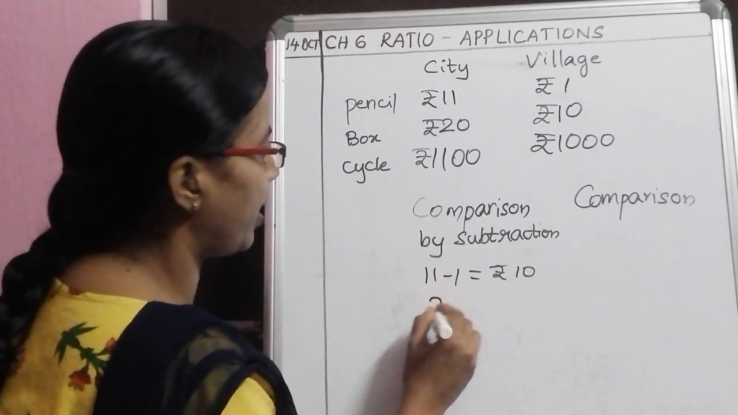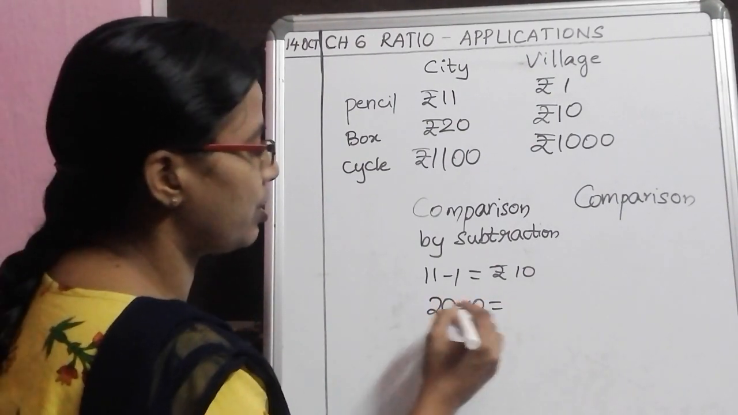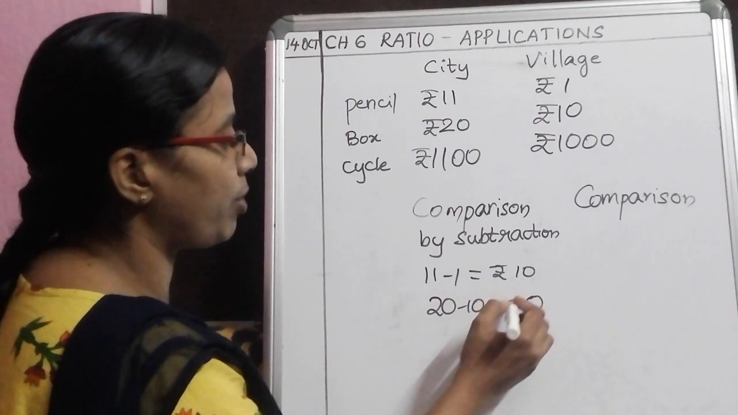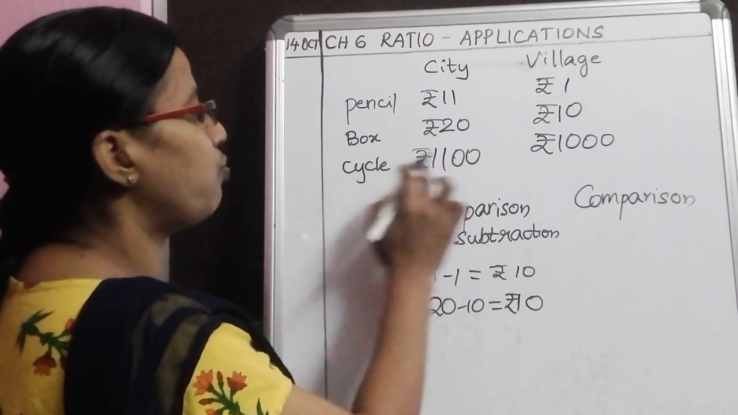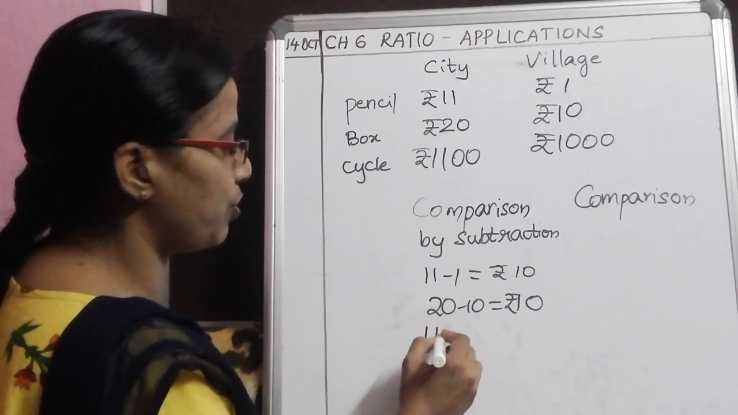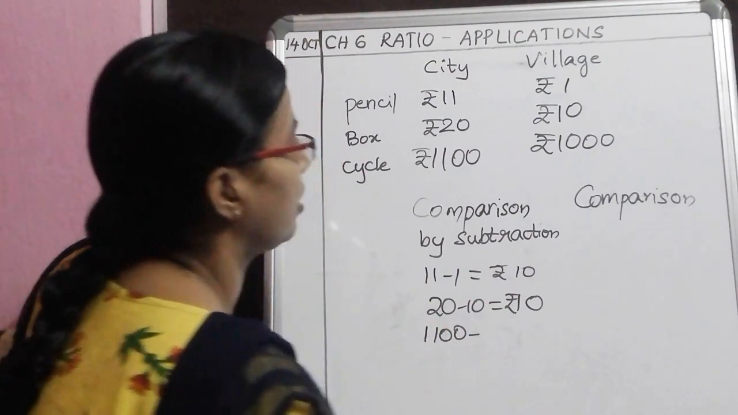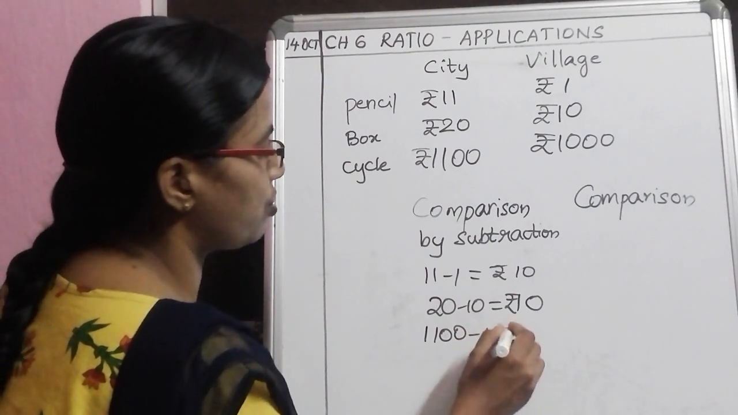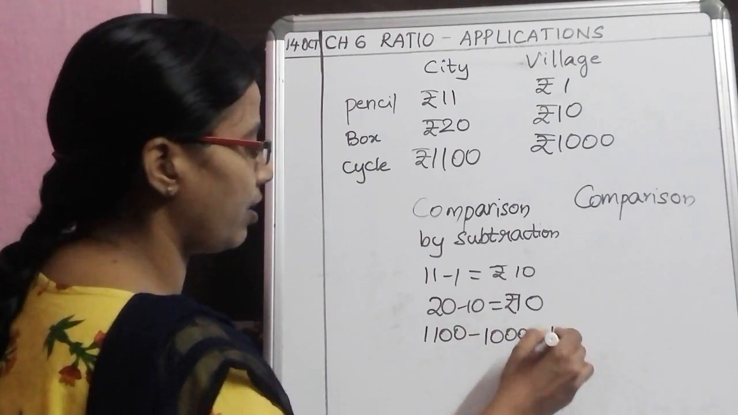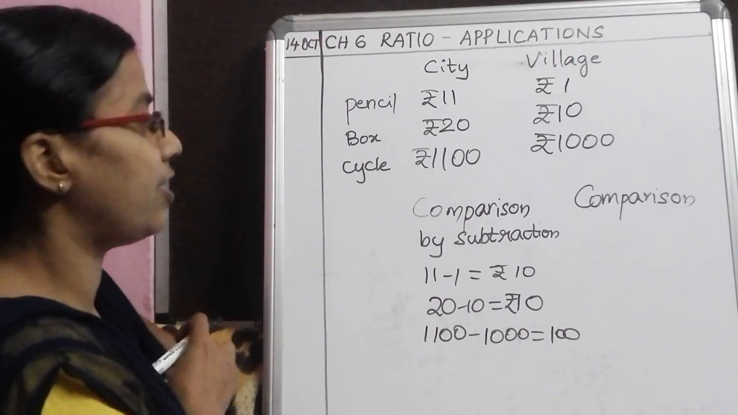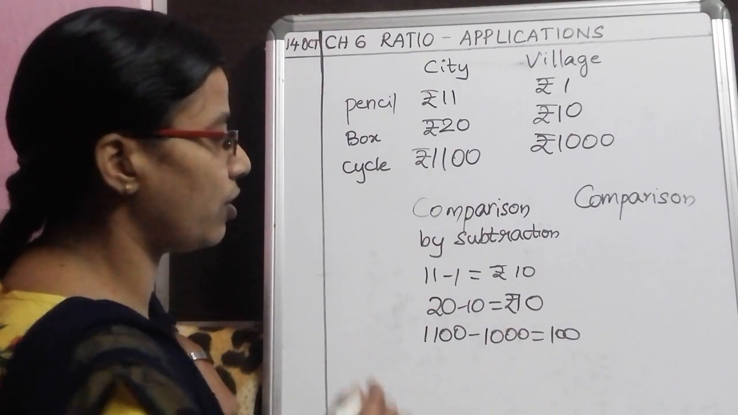Now, let us compare 20 minus 10. If you subtract these two, 0 minus 0 is 0, 1 minus 0 is 1. So, the difference is 10. Now, for the cycle, if you subtract 1100 minus 1000, what is the difference here? The difference is 100 rupees. This is what we have got.